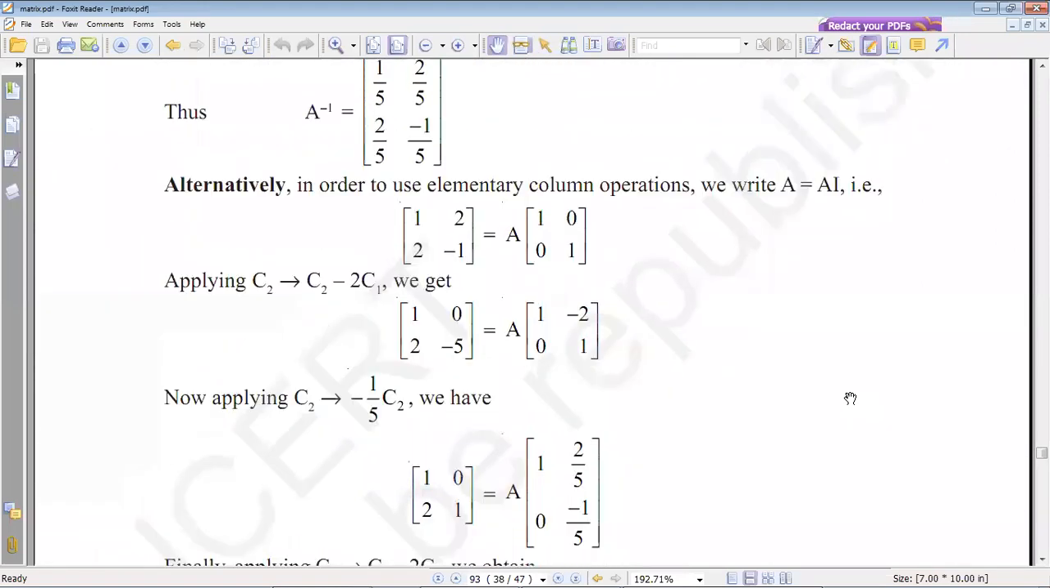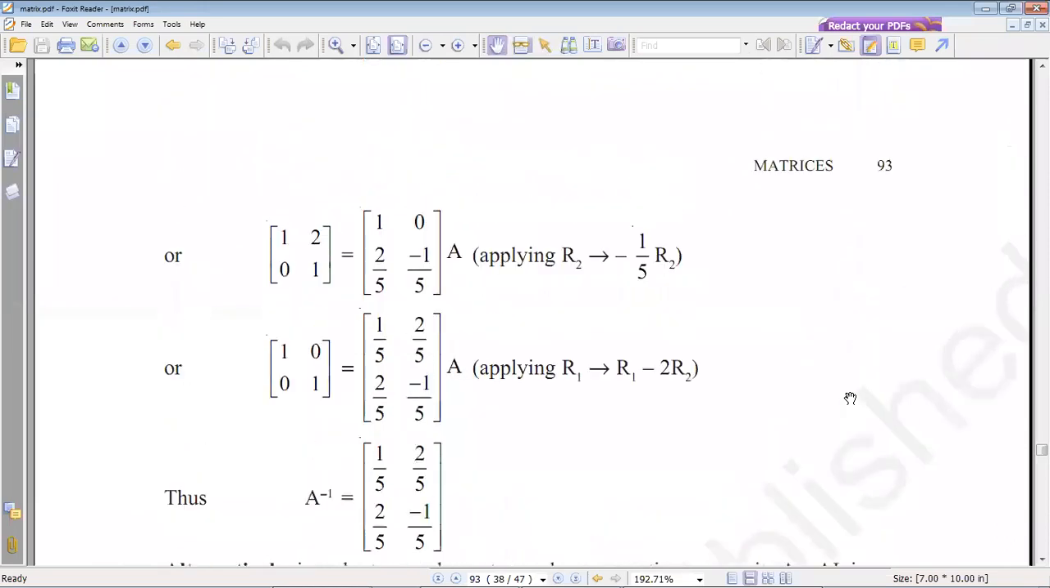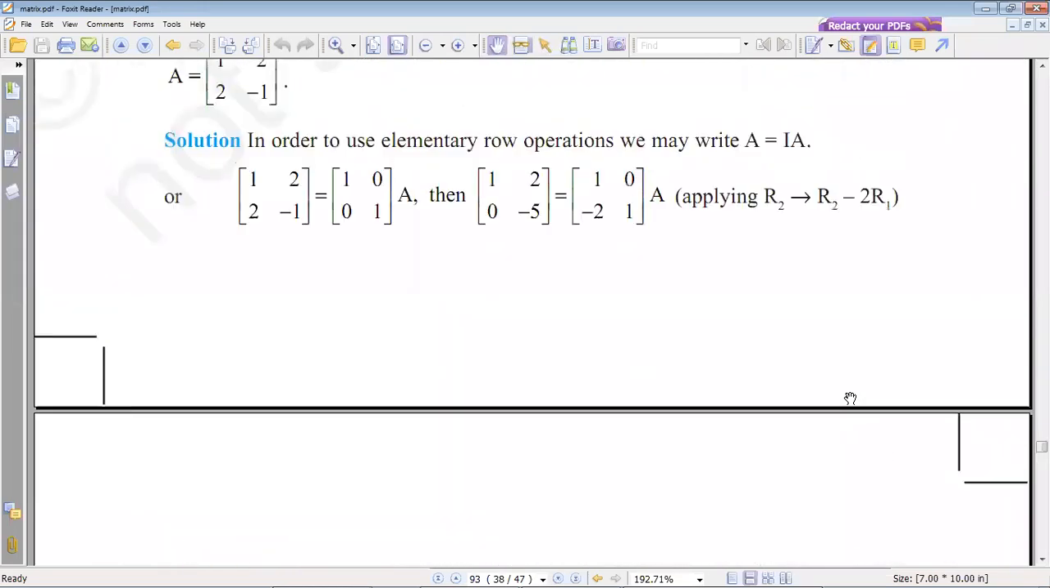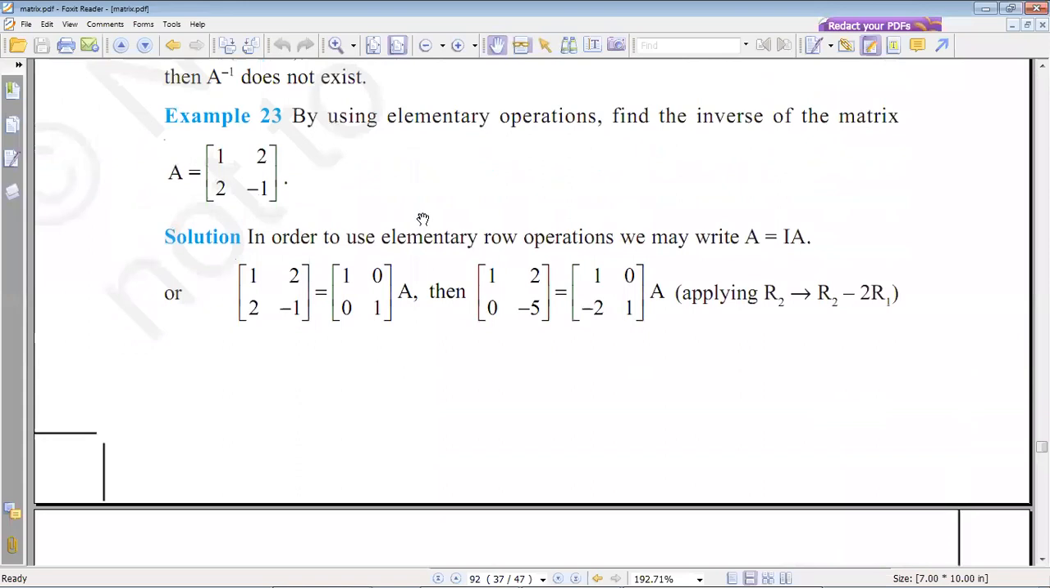See, very simple example. This one. By using elementary operations, find the inverse of the matrix. So what is this one? A equal to 1, 2 and 2 comma minus 1.